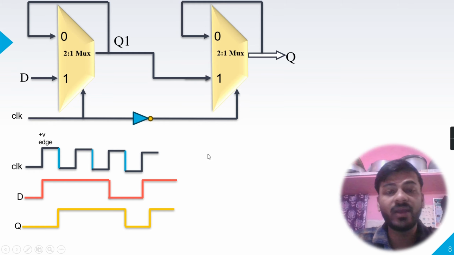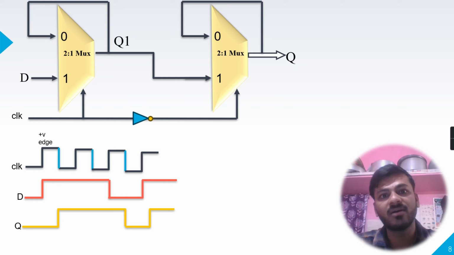So in this video we have discussed positive edge triggered D flip-flop by using 2:1 multiplexer and the implementation of negative edge triggered D flip-flop by using 2:1 multiplexer. For the implementation of these D flip-flops, positive and negative, we have used the latches, that is positive level sensitive latches and negative level sensitive latches in cascade. Okay, so I'll stop here.